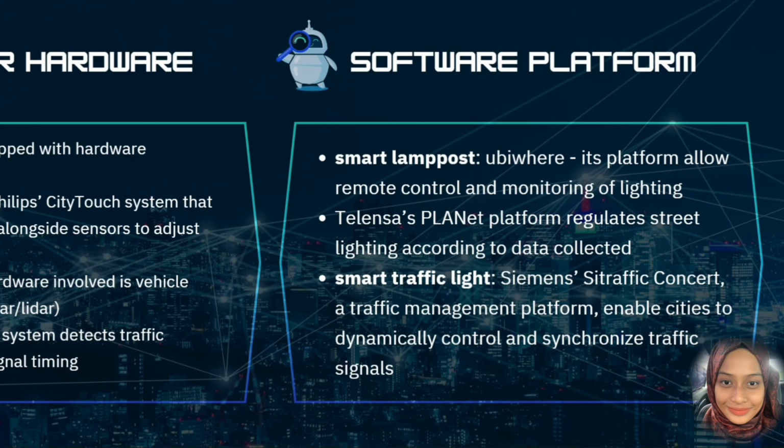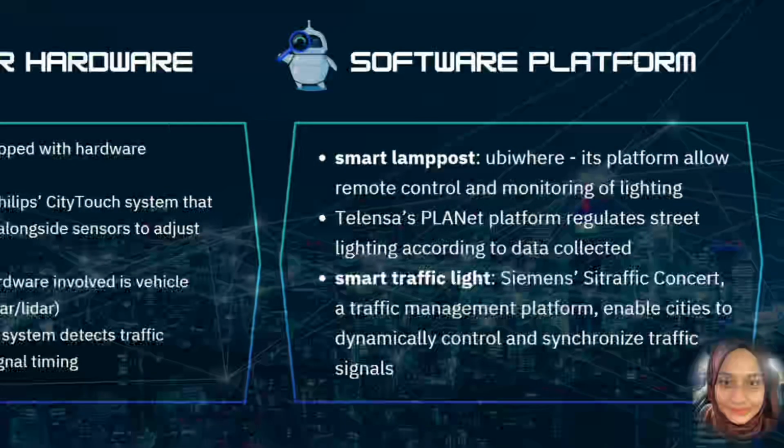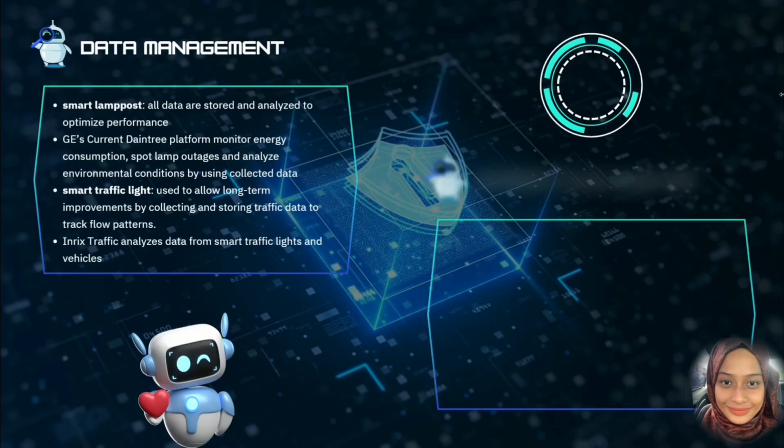Smart lamppost. As per Ubiware, its platform allows remote control and monitoring of lighting. For example, Telensa's PLANET platform regulates street lighting according to data that was collected. Smart traffic light. For example, Siemens' Sitraffic Concert, a traffic management platform that enables cities to dynamically control and synchronize traffic signals. Next is data management.